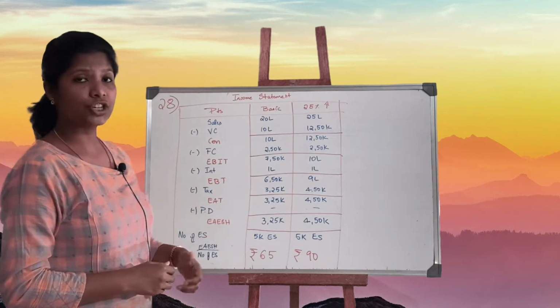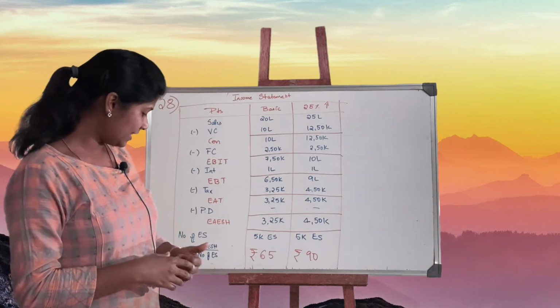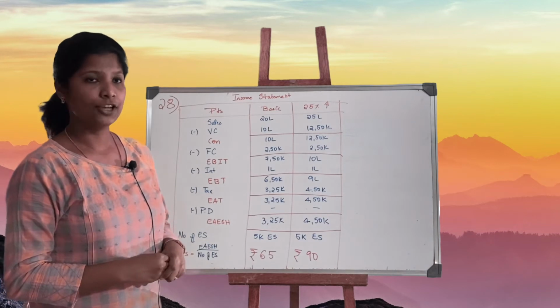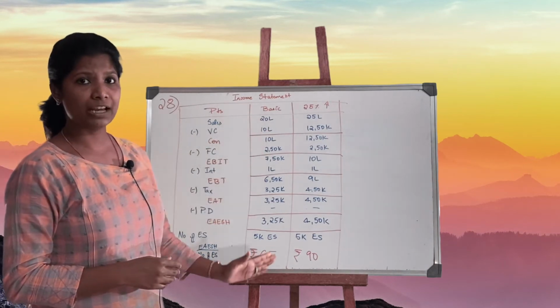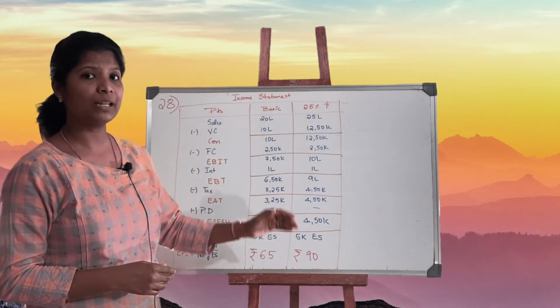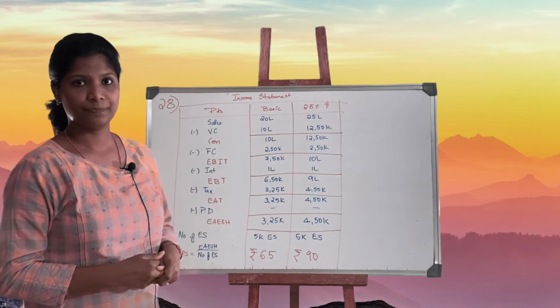Number of equity shares we also found out under working note, 5,000 equity shares. EPS stands at 65 rupees and 90 rupees. So when sales are made 2 lakh units we arrive at EPS of rupees 65. When sales units are increased, automatically my EPS also is increasing to 90 rupees.